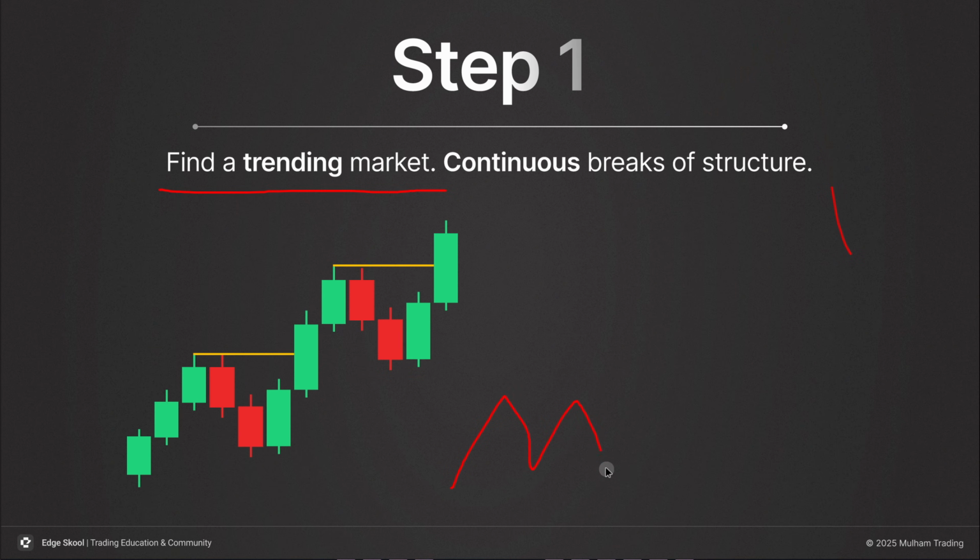I don't want something trending like this. What I need to see is a trending market, and I want to see at least 2 to 3 breakout structures in the same direction.